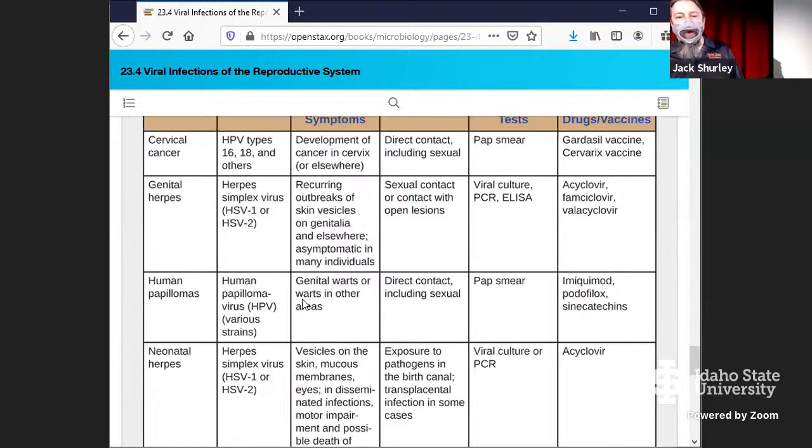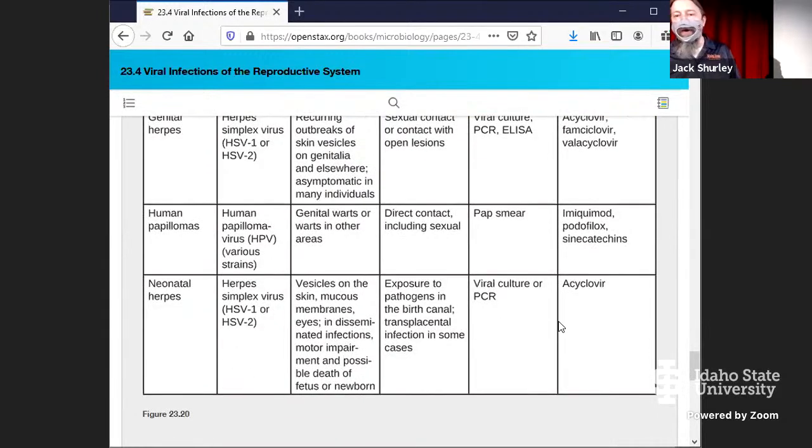The neonatal herpes, I already kind of mentioned this just a second ago. Again, either type, and in transit through the birth canal or during gestation, they have the potential to become infected. So it just depends on circumstances, all right? And acyclovir is a treatment with that.